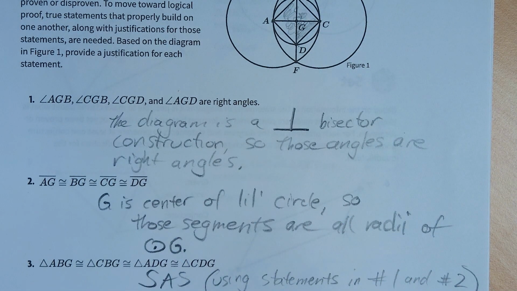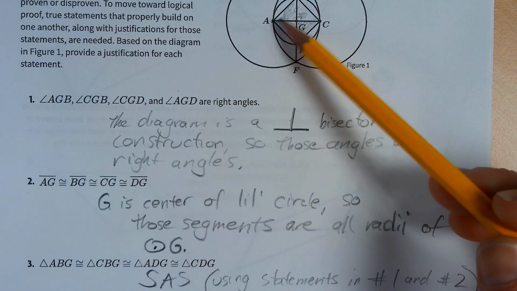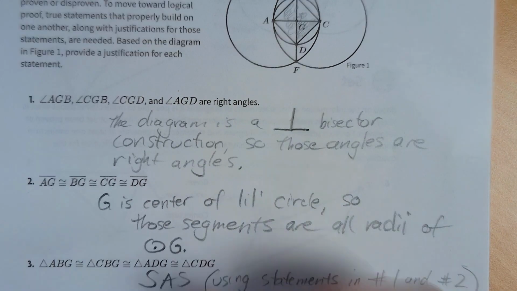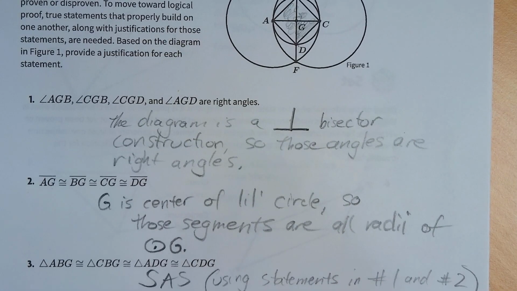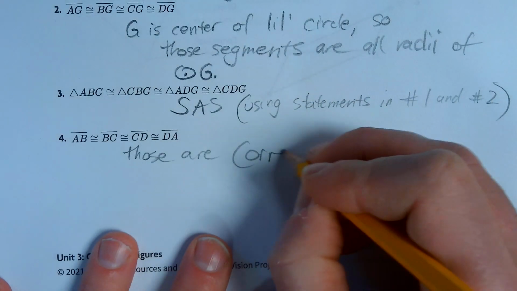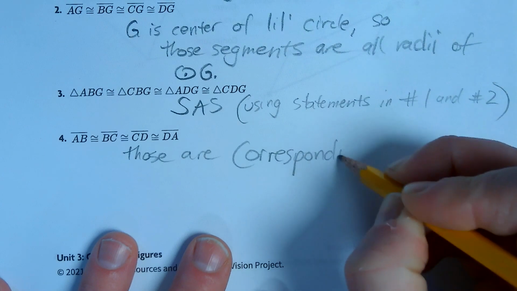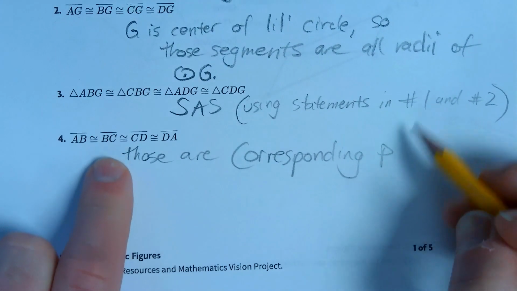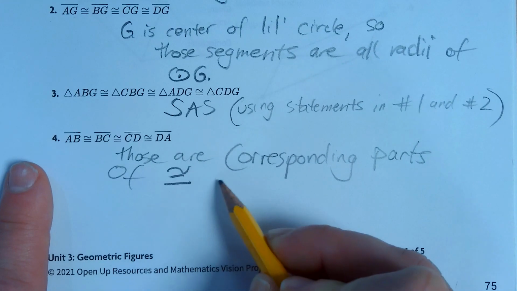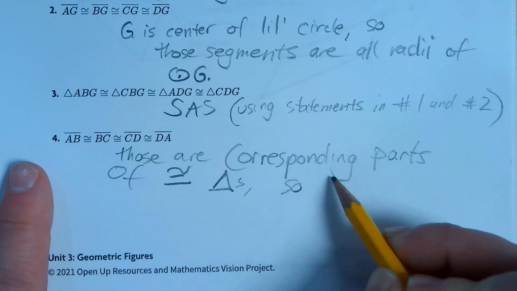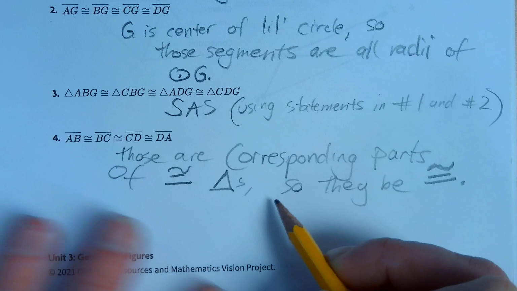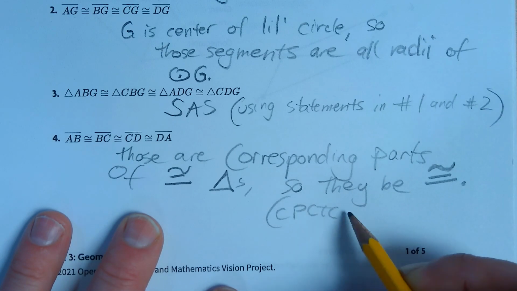How about these? AB, BC, CD. Oops, I'm not on the screen at all. Those are corresponding parts of congruent triangles, so they are congruent.